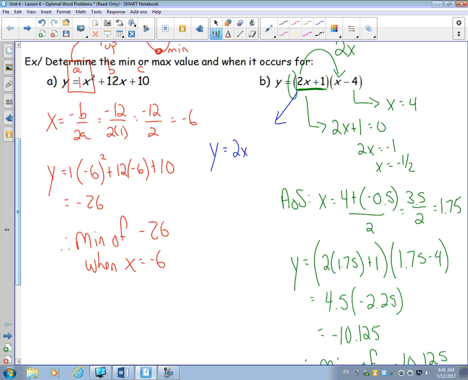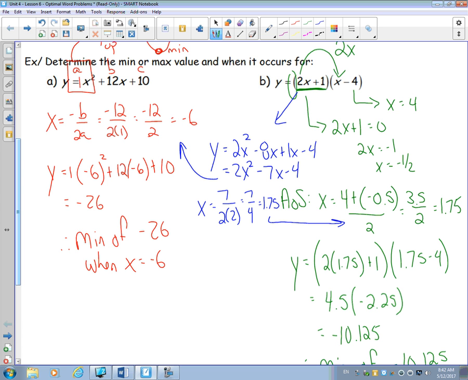let's do some FOIL here real quick. And we collect our like terms. We get 2x squared minus 7x minus 4. And then you could use this method. X equals negative b, in our case 7, over 2 times a, so 2 times 2. We get 7 over 4, which comes out to 1.75. Same answer as that one.